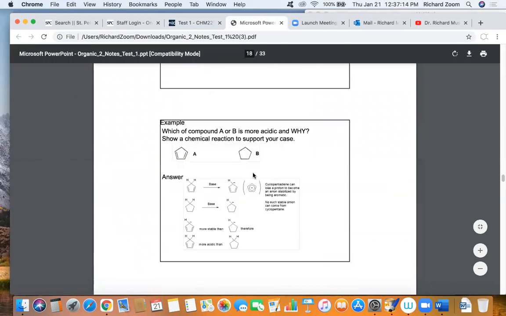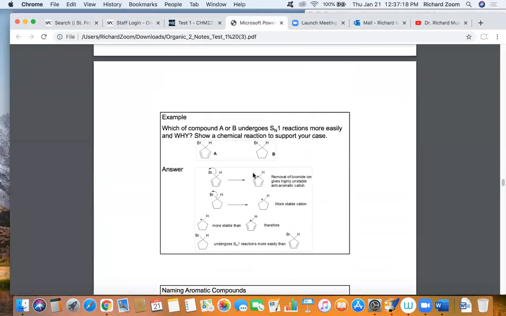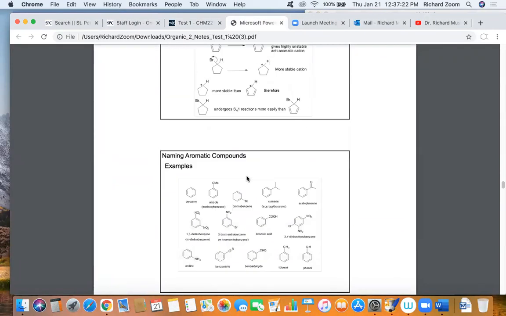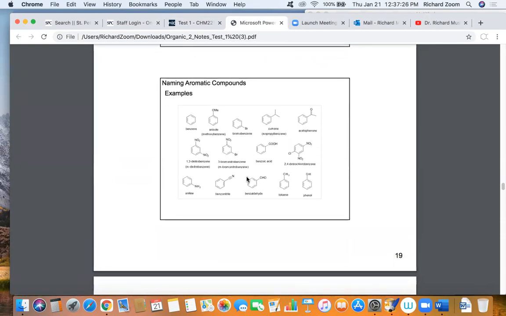So the answers are going to be based around what you're seeing here on the slides for the other ones, but of course these are going to be seven-membered rings, not five-membered rings, but I think you'll be able to see from there. Okay, if you have trouble, we'll look at it on review day, okay? I promise. All right, naming aromatic compounds.